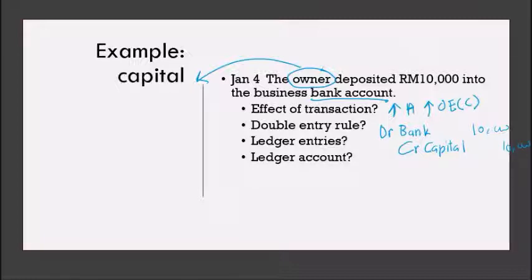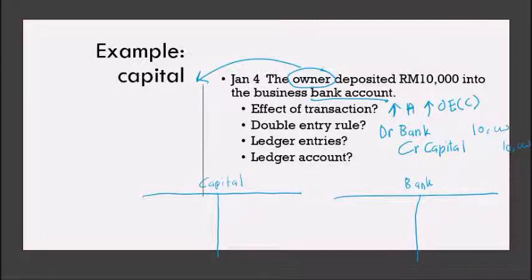Okay. So you have to make a ledger. These are your ledger entries. Let's make a ledger account. So there are two accounts involved. First being bank, and second being capital. So bank already has a transaction. Remember on the previous slide.